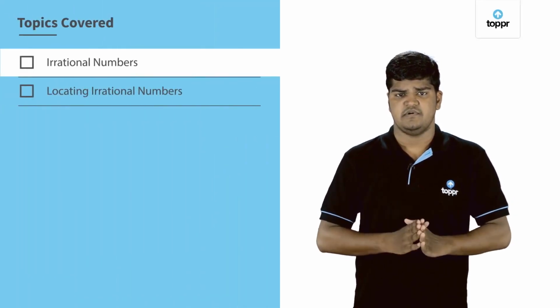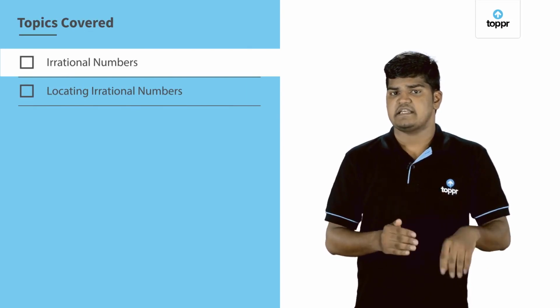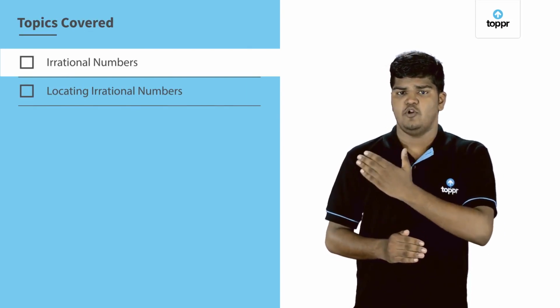Hello, in our last class we revised the rational numbers. In this lecture, we will discuss the irrational numbers and locate them on the number line. But first, let us recall the definition of rational numbers for a quick revision.